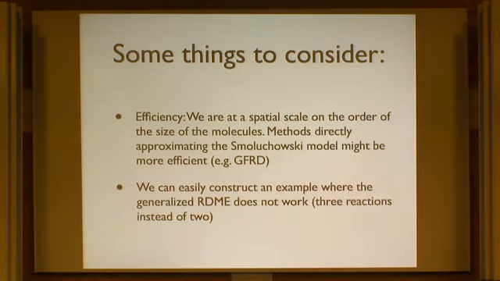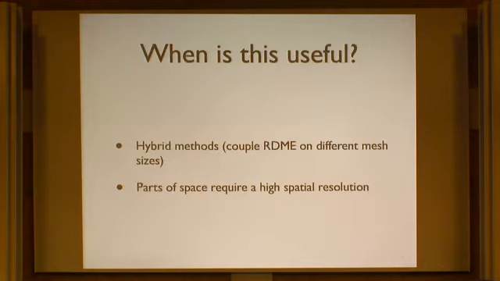The second thing is, this example is constructed to demonstrate this, but you could easily construct an example where even the generalized RDME wouldn't work. You could consider three reactions with different reaction radii, requiring different resolution, and it still wouldn't work. It would work better than the local RDME, but it's not always going to converge, even in mean. So the question then is, when is this useful?